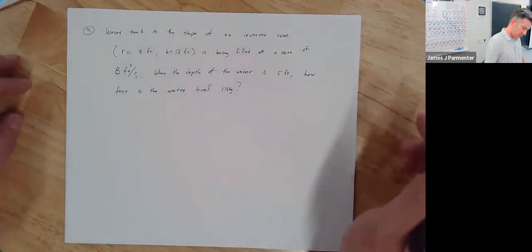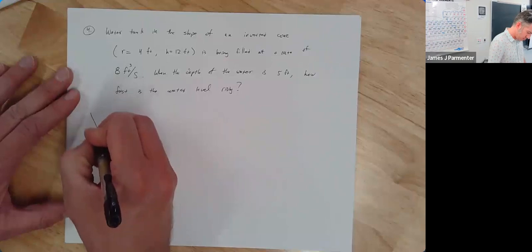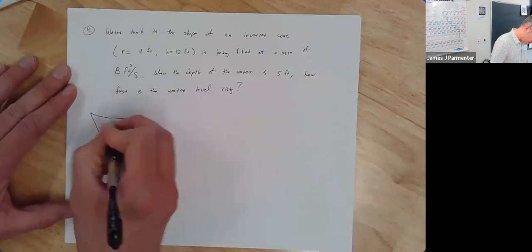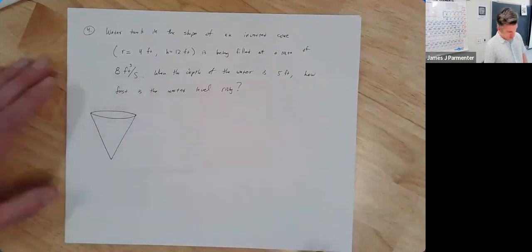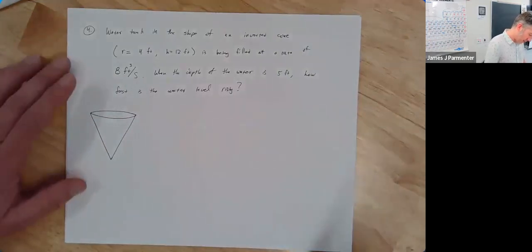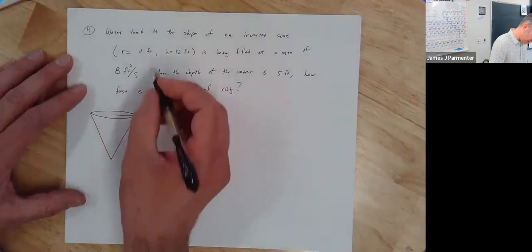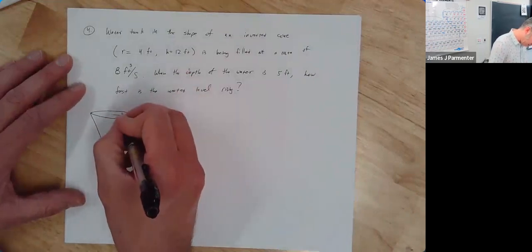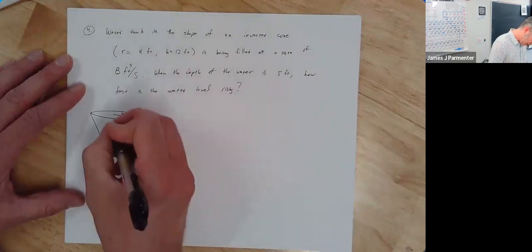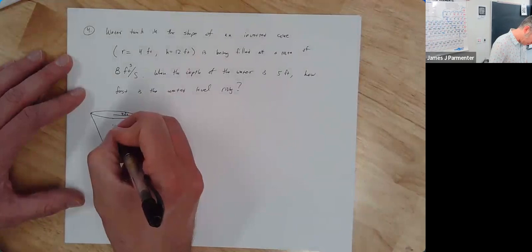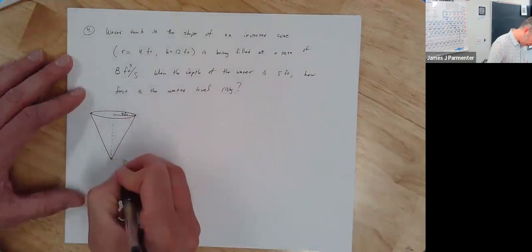This one again, draw a picture. Here's my conical tank. A pretty good cone. Sometimes the cones are not so good. And we know that the radius of this cone is 4 feet, and the height of this cone is 12 feet. I would probably actually write that to the side.